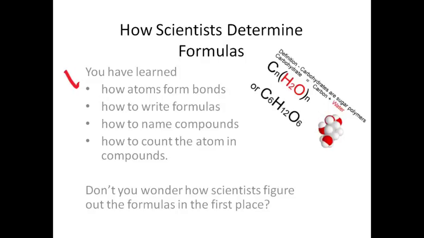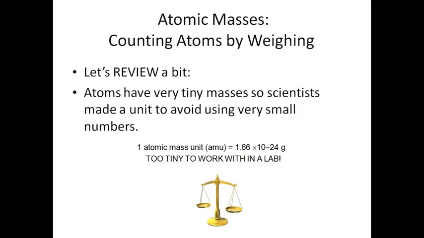In the last chapter, you learned how atoms form bonds, ionic and covalent. You learned how to write formulas. You learned how to name compounds. And before this, you had learned how to count the atoms in compounds. But did you ever wonder how scientists came up with these formulas? How do we know that sugar is C6H12O6? Well, that's what we're going to learn.